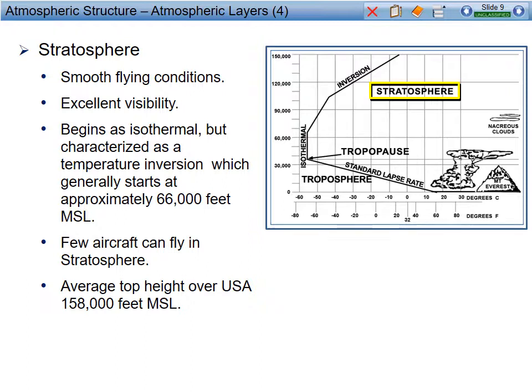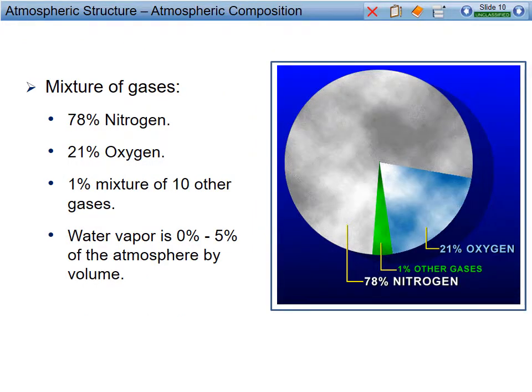Overall, the stratosphere is characterized by an inversion, but it's important to note that it first starts off as isothermal and then becomes an inversion. The inversion is due to the presence of ozone interacting with solar radiation. The composition of the atmosphere is a mixture of gases, 78% nitrogen, 21% oxygen, and a 1% mixture of 10 other gases. Water vapor comprises 0 to 5% of the atmosphere by volume.